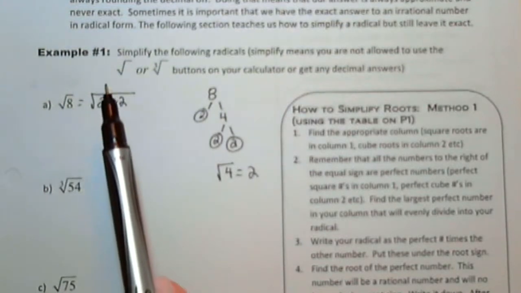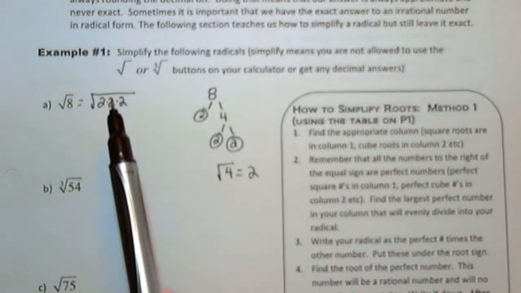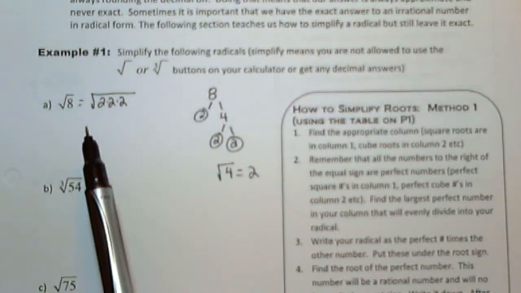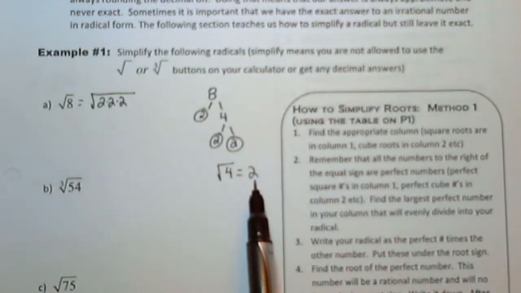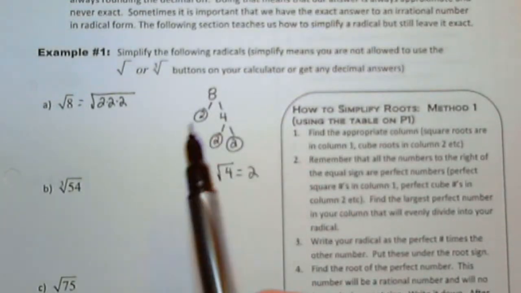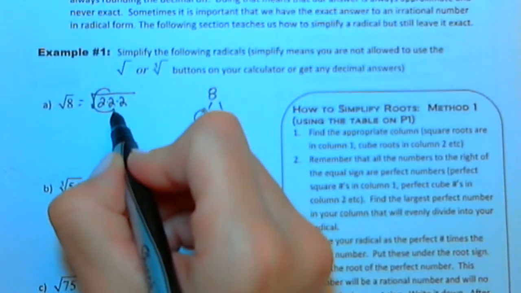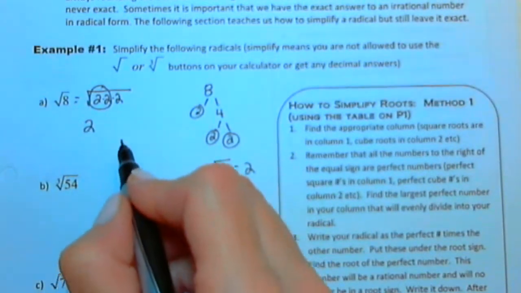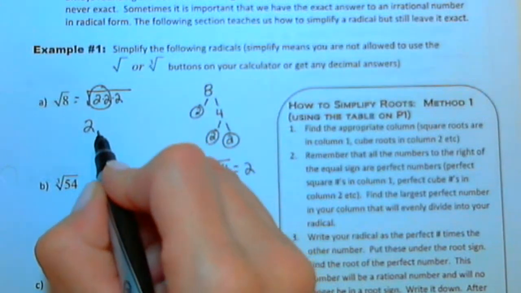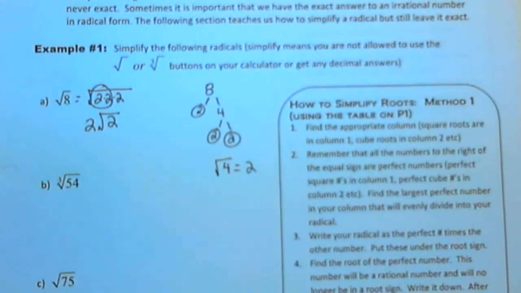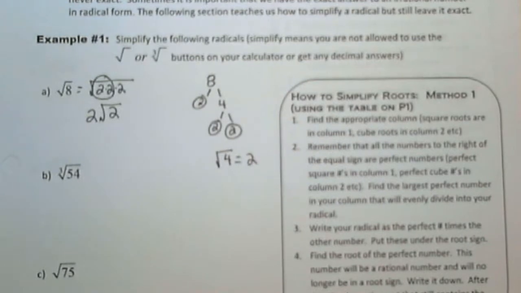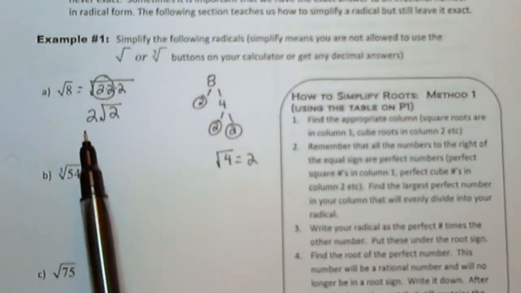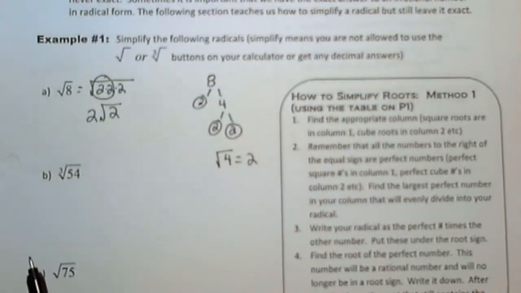So anytime you see a pair of numbers inside here, you're able to pull those outside and they turn into a single one of those numbers outside. So 2 times 2 turns into a single 2 on the outside. Now this guy here, he is trapped inside the root sign. And there we have it. The square root of 8 is written in a simpler form as 2 root 2.